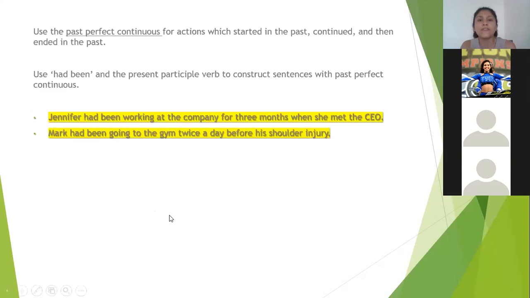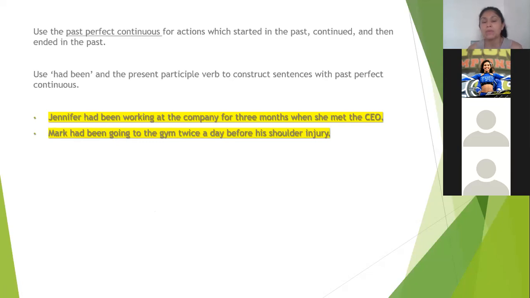And therefore now we have the last tense used for past events. It says use the past perfect continuous. So we just saw the past perfect, then we're going to see the past perfect continuous, for actions which started in the past, continued, and then ended in the past.